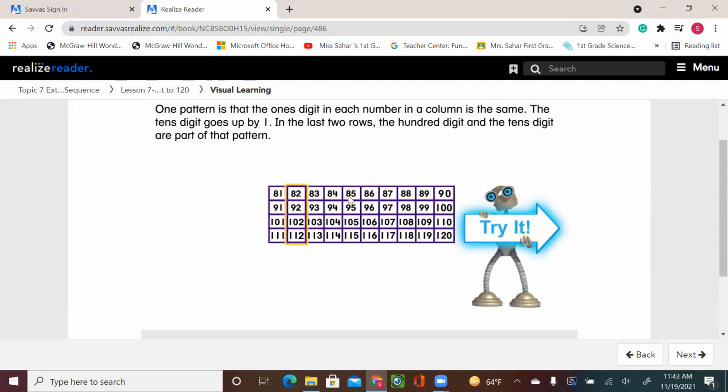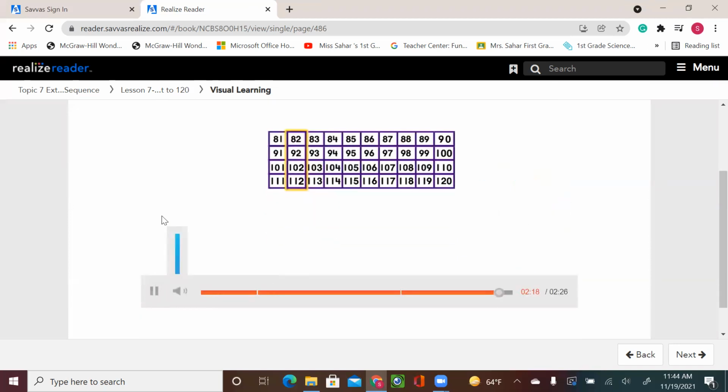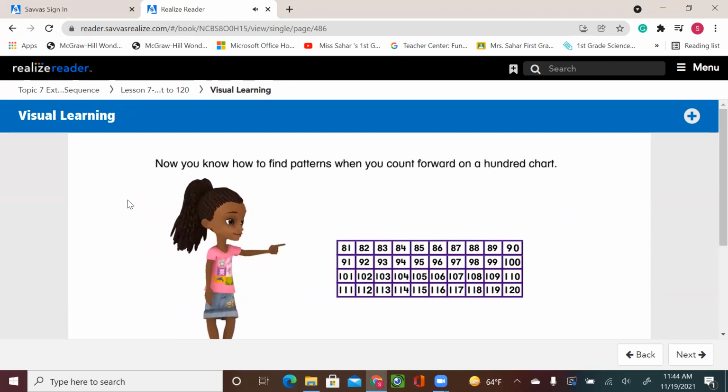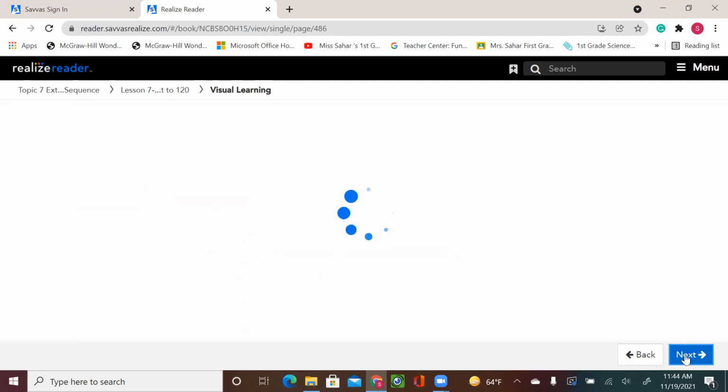All right, so let's say if we go for the 5th column, what we see is the ones, 5, as we see in 4 rows, and the tens digit, 8, 9, 10, 11, increased by 1. So 8, 1 more is 9, 1 more is 10, 1 more is 11. Now you know how to find patterns when you count forward on a 100 chart. All right, let's see our guided practice.